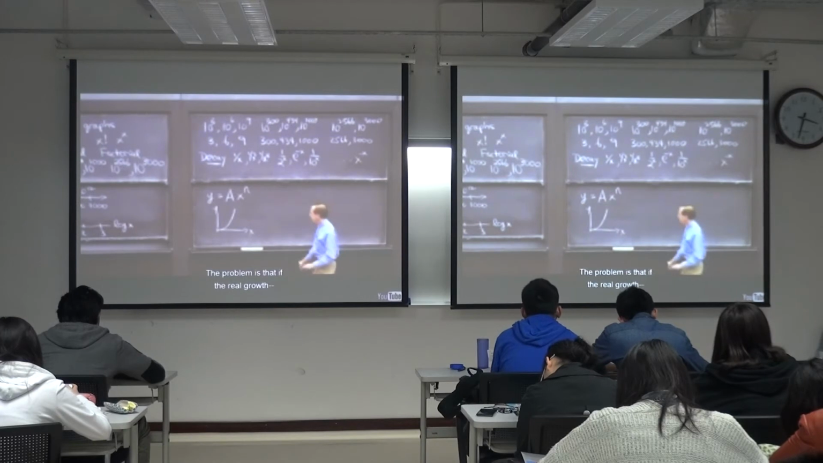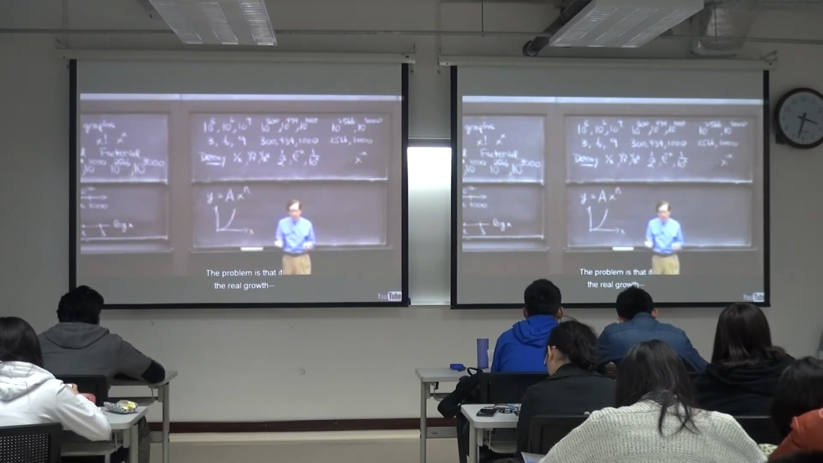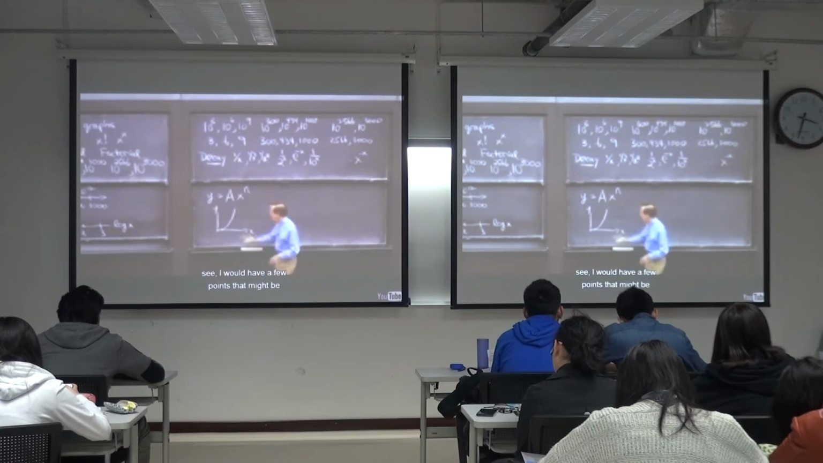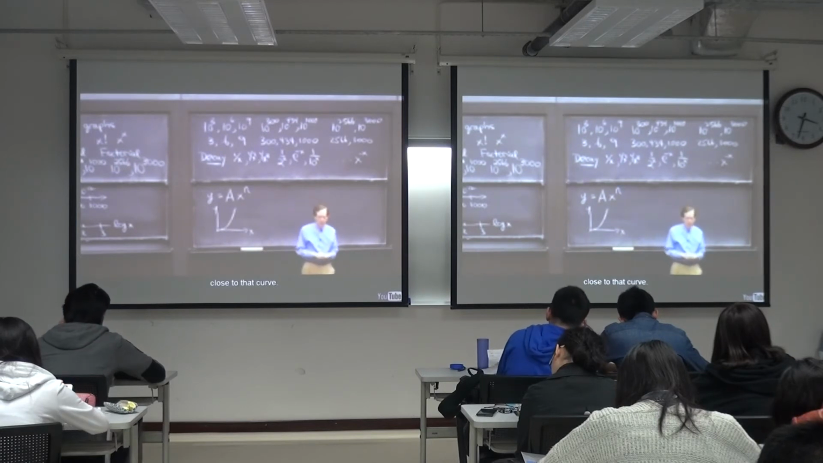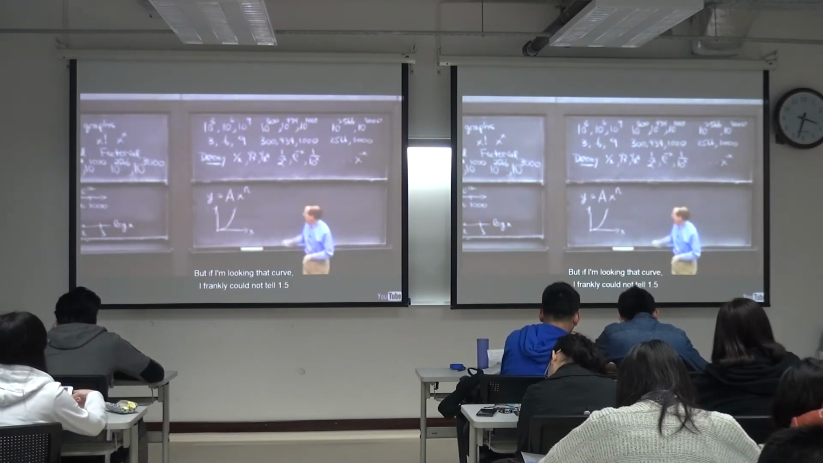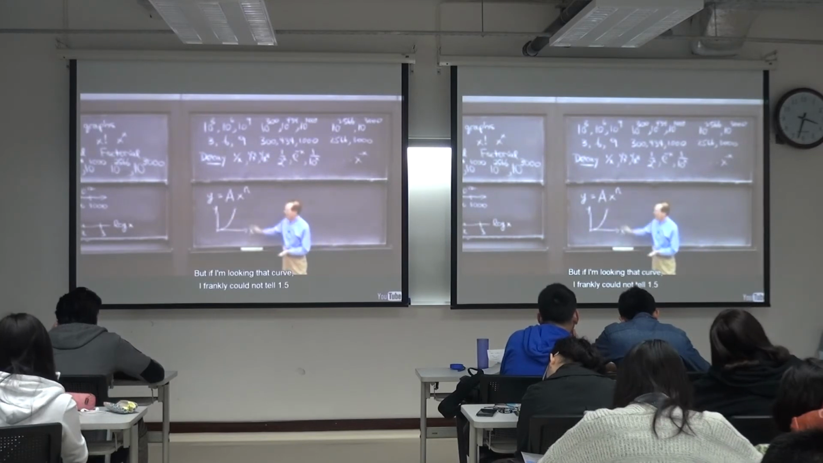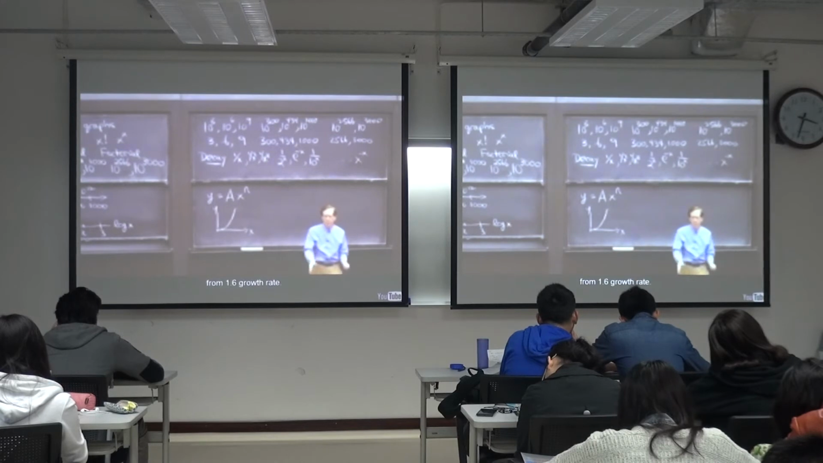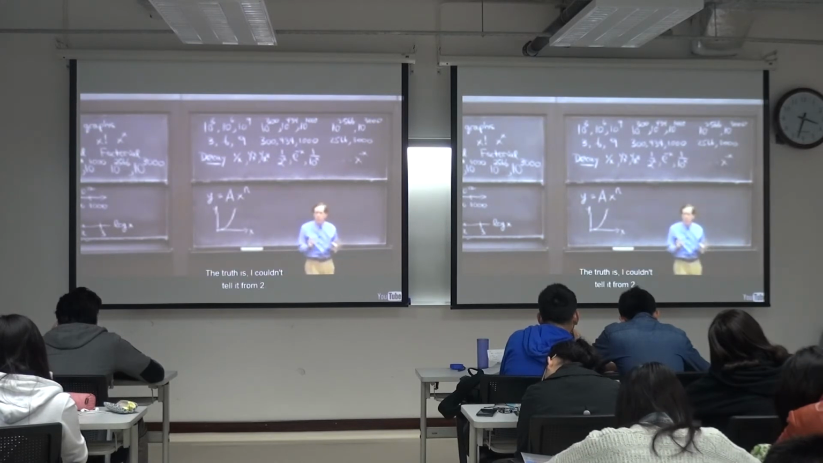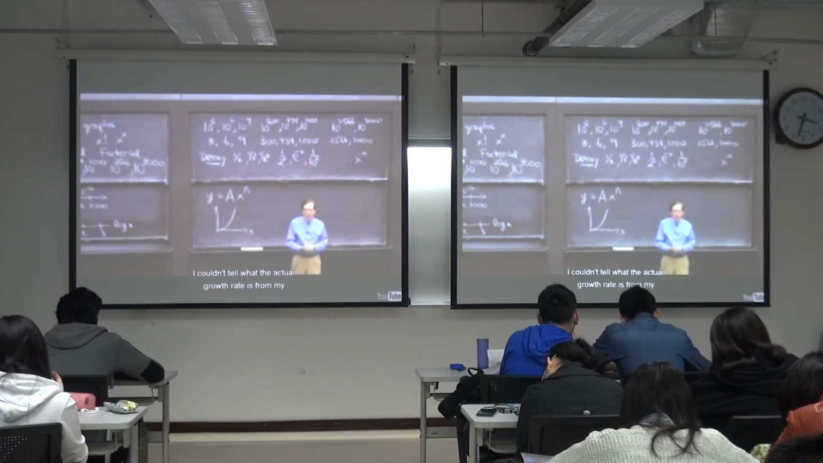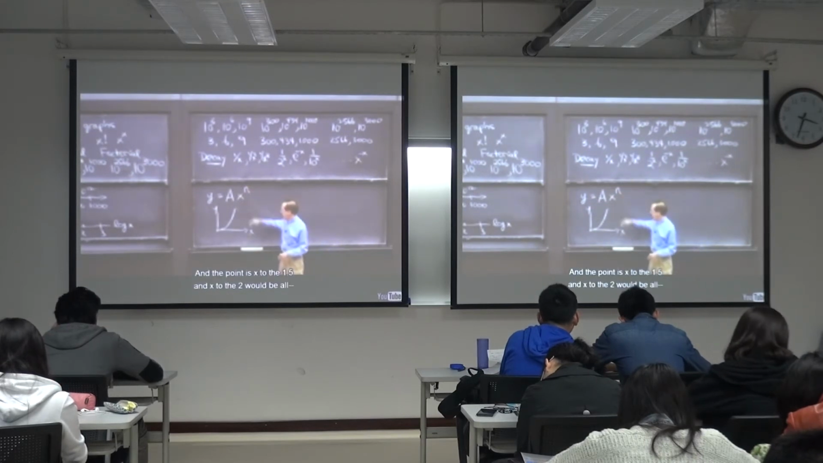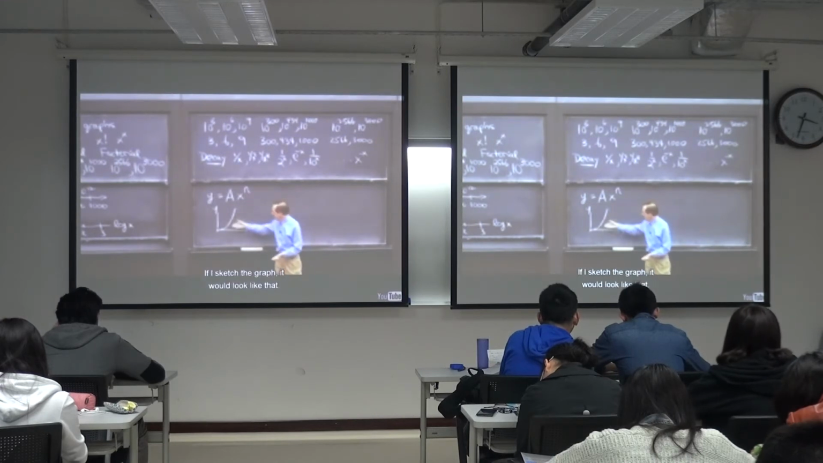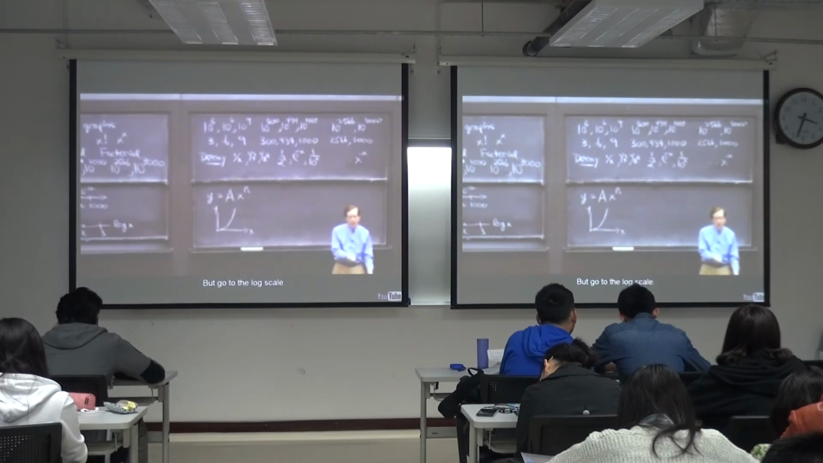The problem is that if the real growth, I would have a few points that might be close to that curve. But if I'm looking at that curve, I frankly could not tell 1.5 from 1.6 growth rate. The truth is, I couldn't tell it from 2. I couldn't tell what the actual growth rate is from my graph, which has a little error, so I'm not too sure. The point is, x to the 1.5 and x squared would all, if I sketched the graph, look like that.